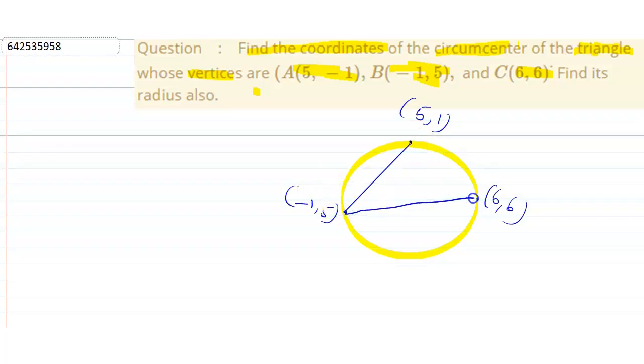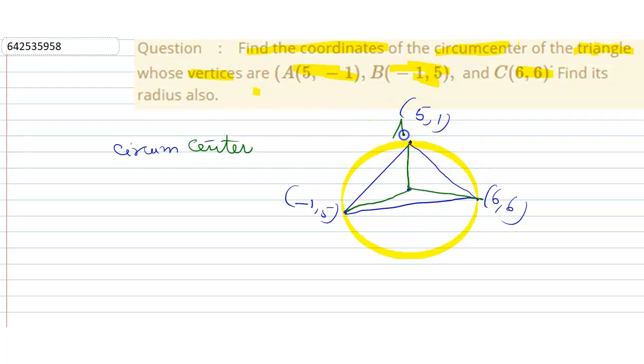So finally this triangle is circumscribed by a circle. Then the center of the circle is known as the circumcenter. If it is the center and all three vertices lie on the circle, then this is the radius, this is also a radius, this is also a radius. For a circle, all radii are equal.